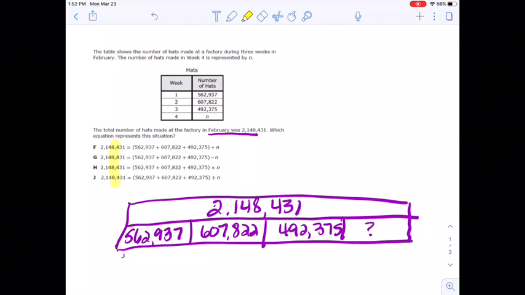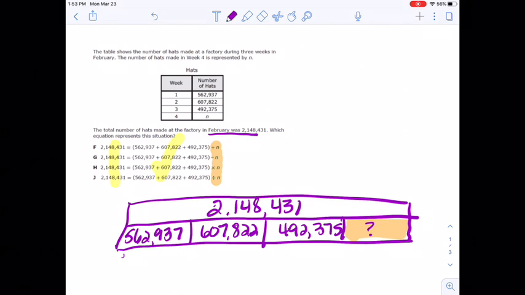Each of them have in parentheses the 3 weeks that we already know added together. So this part is all the same, so that won't help us. So look at what's different. Right here is what's different. The operation is different. F says we're adding N. Remember, here's N. G says we're subtracting N. H says we're multiplying by N. And J says we're dividing by N.